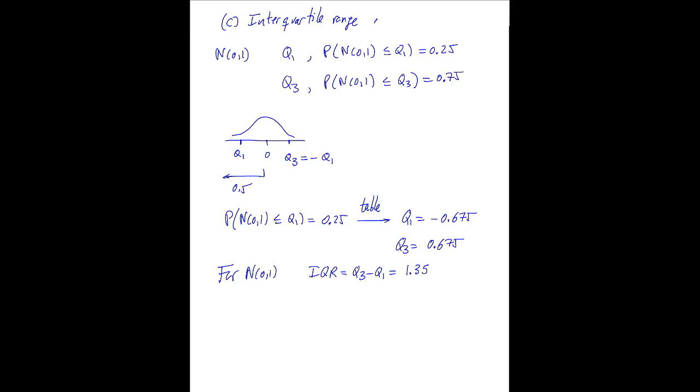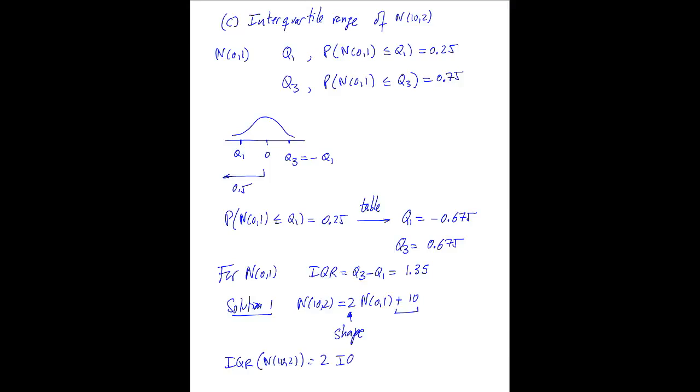Now to proceed with the problem of the normal (10, 2), we have two options to do it. This is the interquartile range of the normal (10, 2). Let's see, solution 1. We have the normal (10, 2) is equal to 2 times the normal (0, 1) plus 10. This part here only moves things around, but it really doesn't make the normal wider or narrower. This is the part that affects the shape of the normal. So it really doesn't matter what the mean is. The interquartile range of our normal distribution (10, 2) is equal to 2 times the interquartile range of the normal distribution (0, 1), which is equal to 2.7.